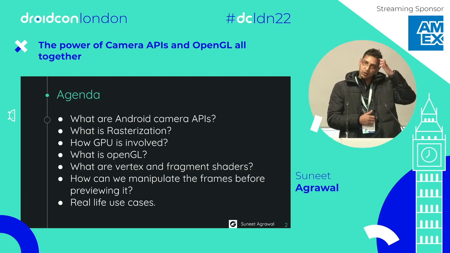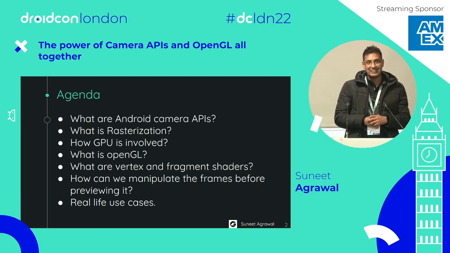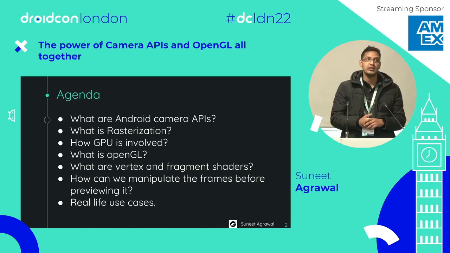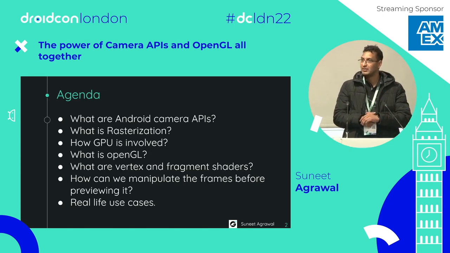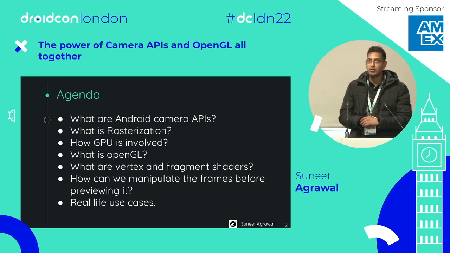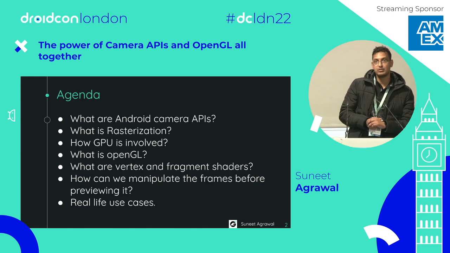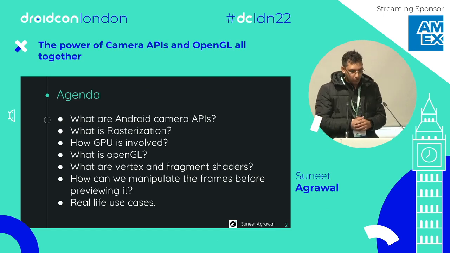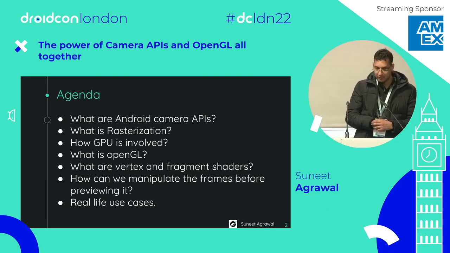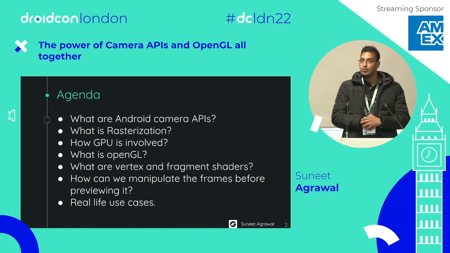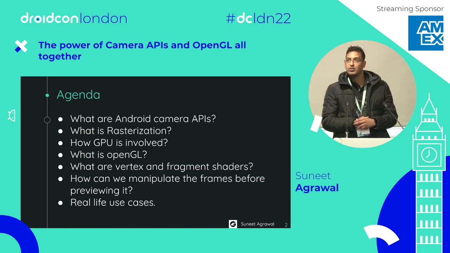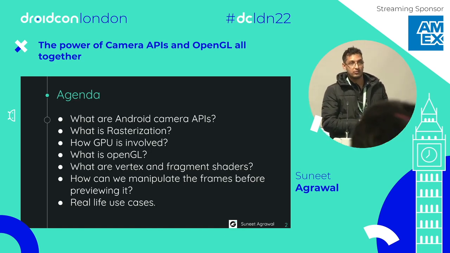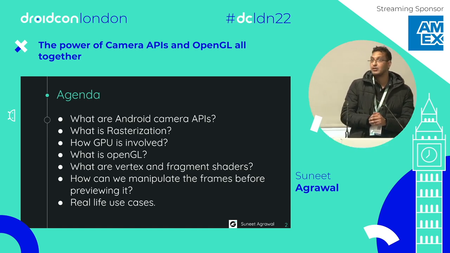Then we are going to talk about OpenGL. What is OpenGL exactly? Does your Android phone have OpenGL? If so, which version does it have? And how can you leverage it? After that, we are going to talk about what vertex shaders and fragment shaders are. These are basically required to manipulate every frame, maybe for beautification, maybe some effects. We will talk about that along with some examples. And at the end we are going to talk about real life use cases: how can you implement or leverage these two things, the camera APIs and OpenGL, in your application.